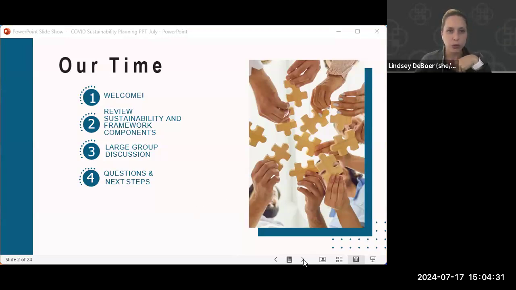So today we'll go through the three sustainability framework components, and then we'll be engaging in a large group discussion about what's come up for you, what you are thinking, where you would like to go, and how you feel your council is sitting currently in these components, and have opportunities to ask questions and brainstorm with one another. And that'll conclude our time together.